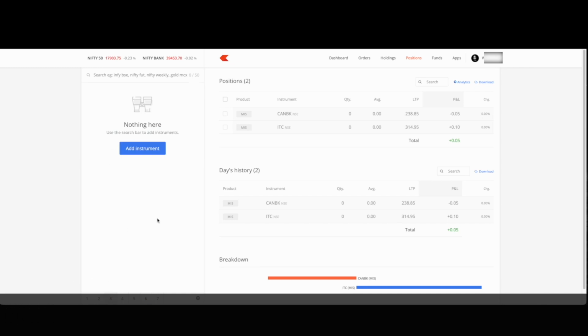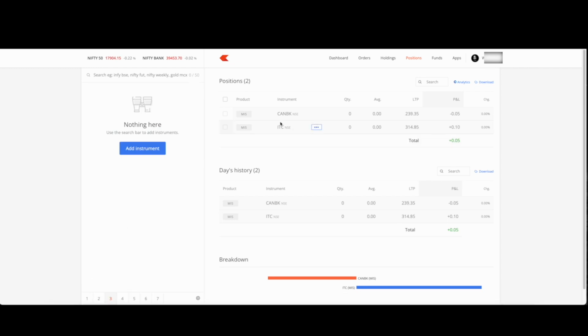track those stocks. One important point, when we entered this ITC stock, we took a buy position, the quantity was 1, and when we clicked on exit and closed the trade, the quantity became 0. Same thing with Canara Bank. When we sold this, quantity was 1, and when we exited, the quantity became 0. So it's very important in intraday, after you exit the trade, you come and see the quantity should be 0. Only then it means that you closed the position.